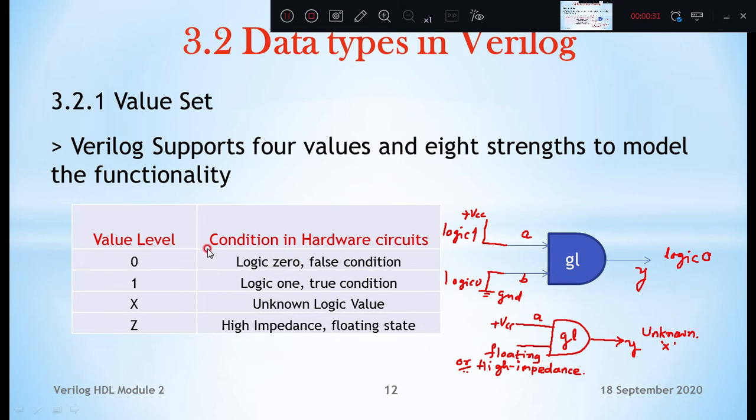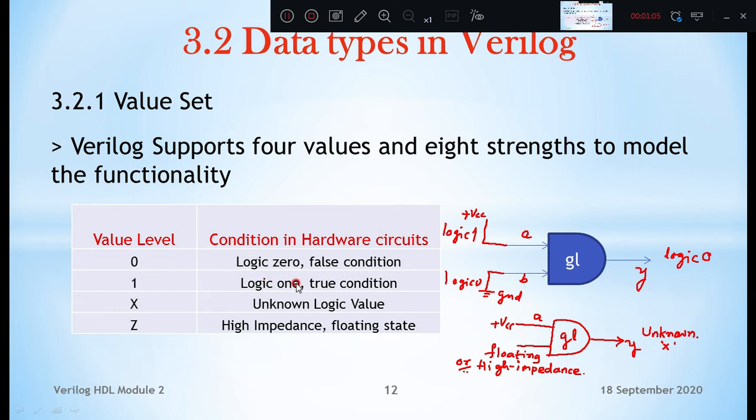If you observe value level, the conditions in a hardware circuit are represented with values in the value set 0, 1, x, z. Logic 0 or false condition, or you can say it is connected to ground. So logic 0 can be 0 volt or connected to ground or false condition. Those conditions are represented with value 0.